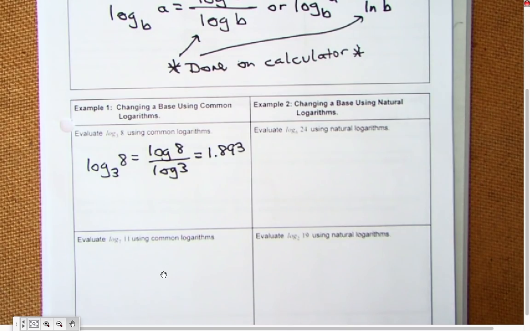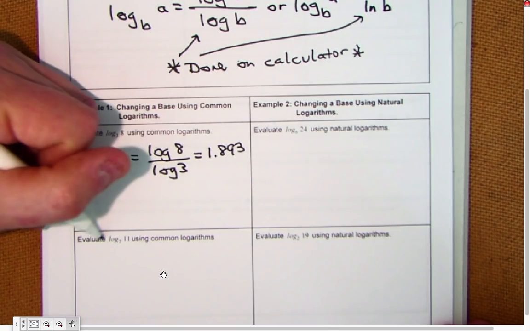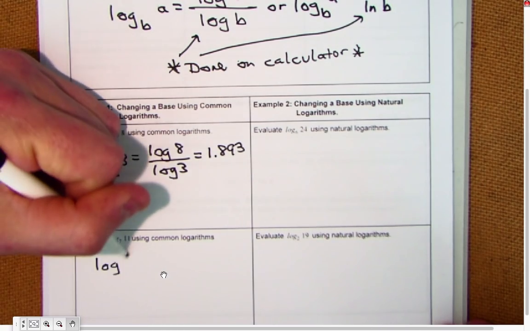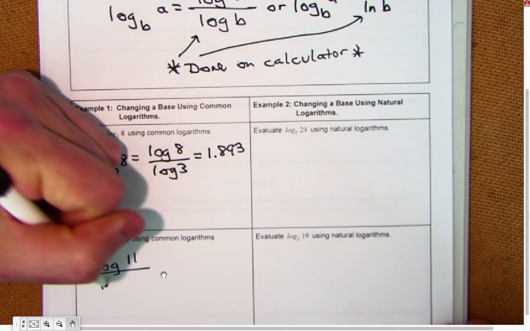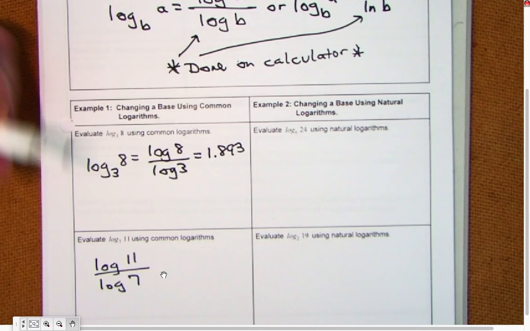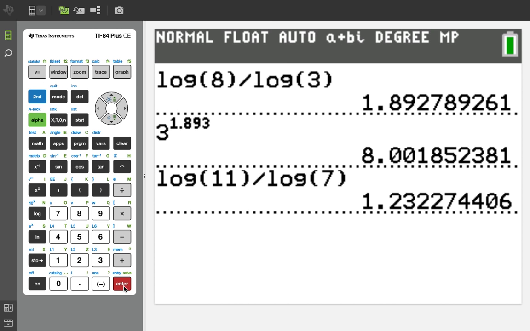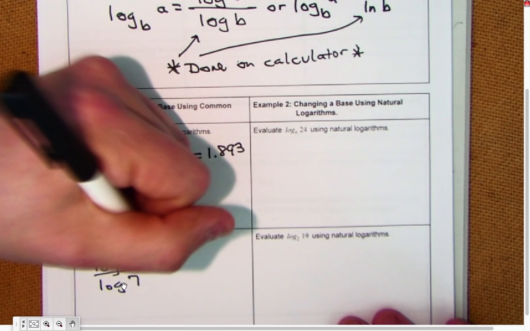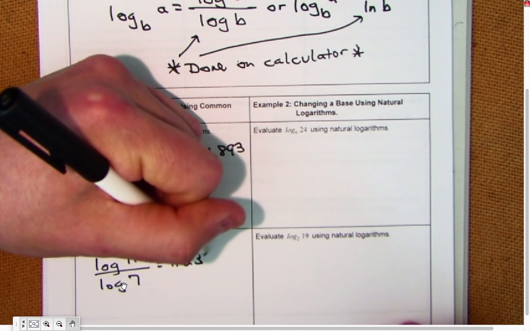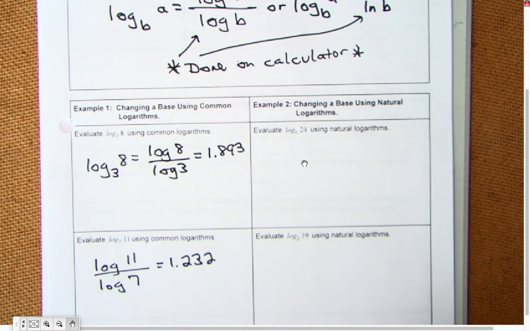All right, we can do this one down here also. Logarithm base 7 of 11. It's the log of 11 divided by the log of 7. And when we put that into our calculator, logarithm of 11 divided by the logarithm of 7, we should once again get 1.232.